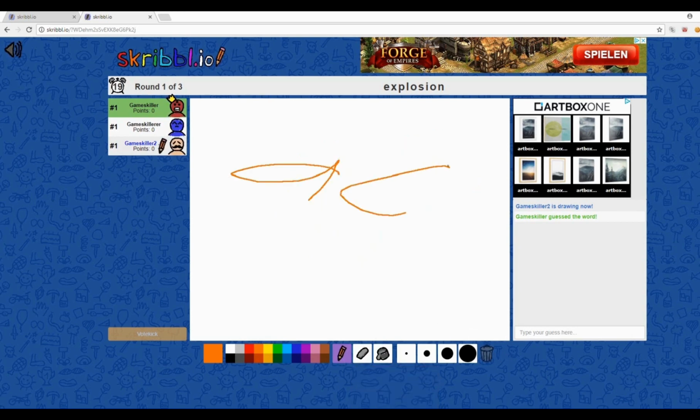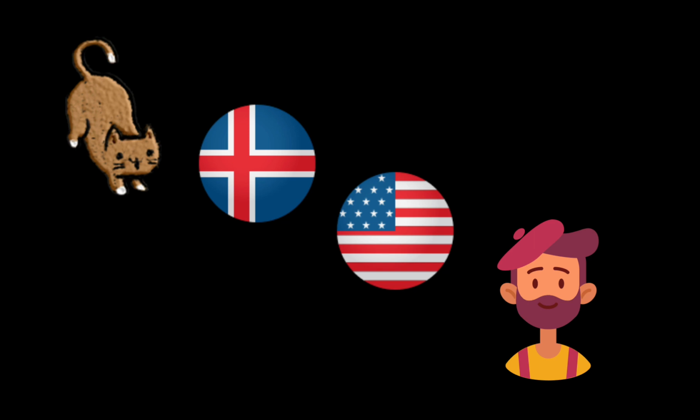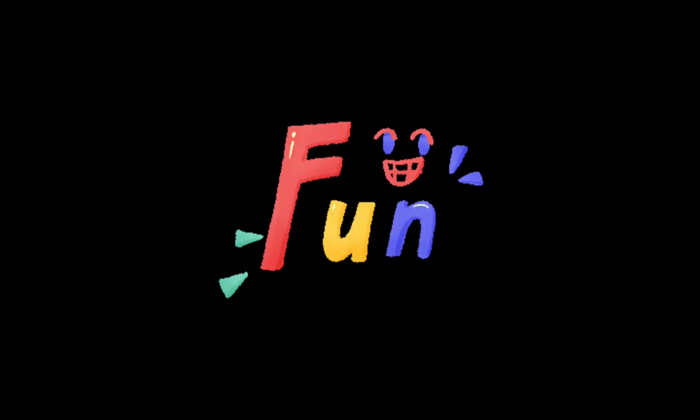Scribble has a large word database with a wide range of categories such as animals, countries, and celebrities. This ensures that the game is never boring and there's always something new to draw and guess.